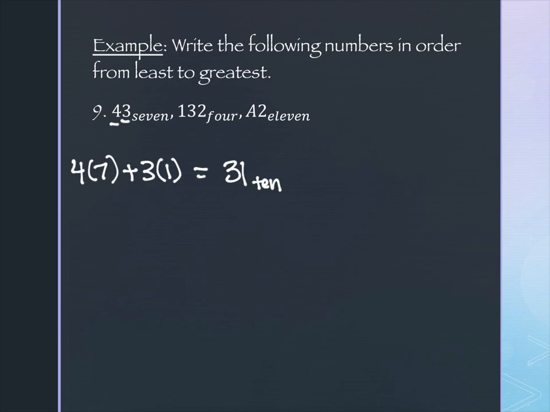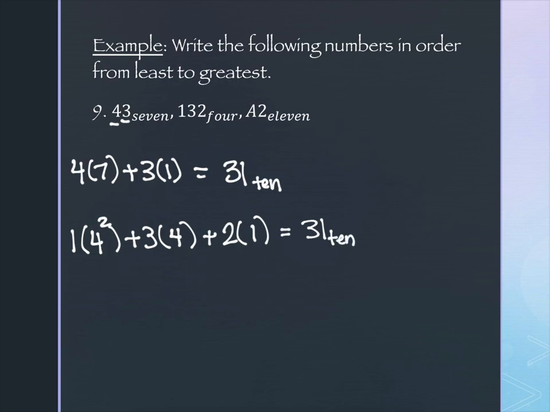The next one is 1, 3, 2 base 4. So I have a 1, I have a 3, and then I have a 2. The 1's place is on the right. I'm base 4, so 4 to the 1 in the middle, and 4 squared at the beginning. What is 4 squared plus 3 times 4 plus 2? It is 31. 31 base 10. It's very close, right?